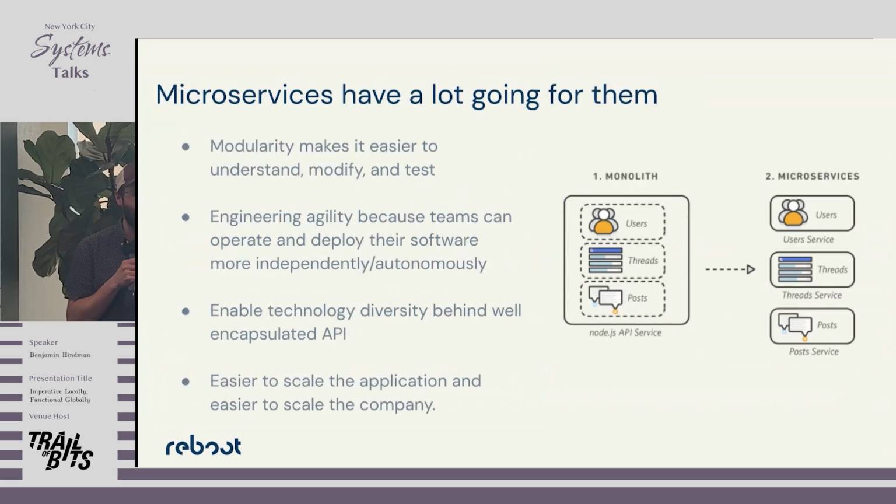Now, listen, microservices have a lot going for them, right? Modularity makes it easier to understand, modify, and test specific parts of the app. It gives teams engineering agility because they can operate and deploy their software independently and autonomously. You can encourage technology diversity behind well-encapsulated APIs. People don't have to know what languages you're using. And all that makes it easier to scale the application and easier to scale a company. So there's a lot going for modularity and composition.